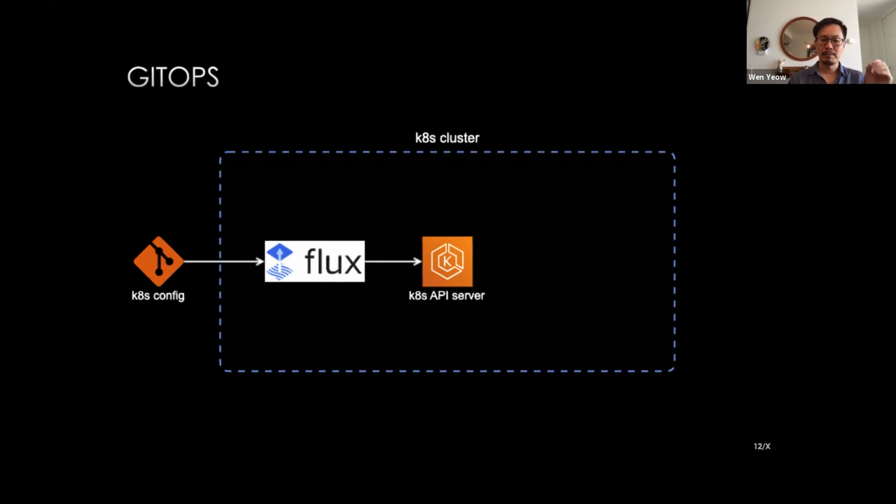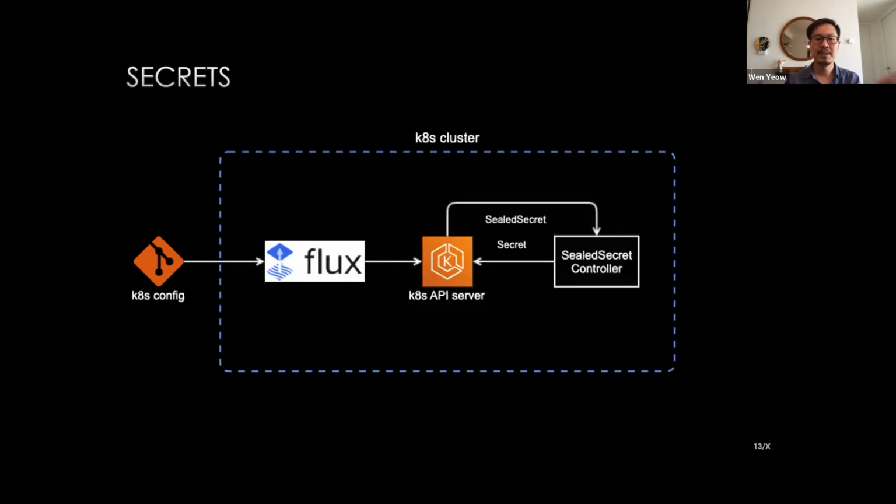Yeah, so you put your configs in Git, and Flux will pull the configs periodically and talk to the API server and deploy your Kubernetes configs. So that's GitOps. And if you use GitOps, how do you deal with secrets, right?